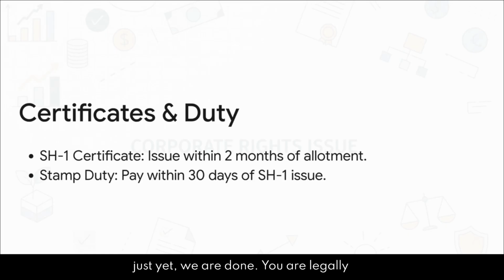We aren't done. You are legally required to actually issue the SH1 share certificate to these new shareholders, and you have to do this within 2 months of the allotment date. And inextricably tied directly to that physical certificate is your state-level stamp duty. That duty generally has to be paid within 30 days of issuing those SH1 certificates. Do not forget that step.